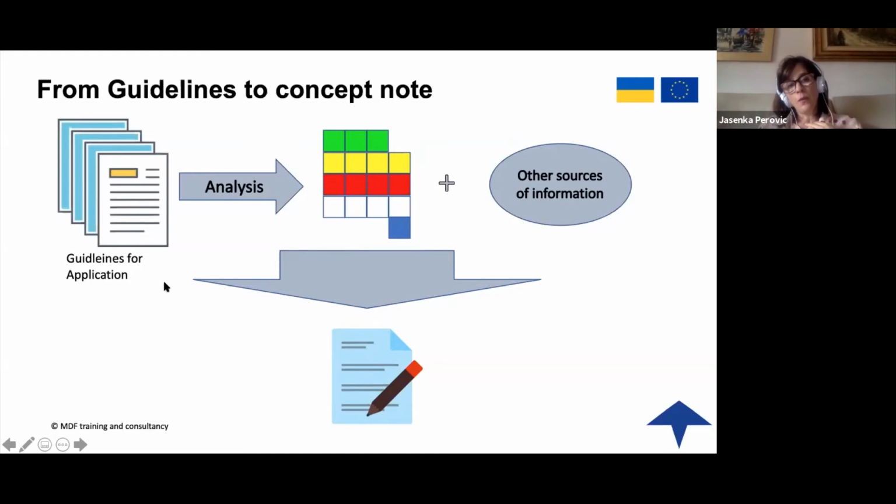Again, my strong advice would be to really follow these steps I tried to share with you today, because it is in your best interest. Your concept note will be of better quality. You will be more convincing. You will show to the EU and the evaluators that you really know what you are doing. You know why you are doing it. You will be able to communicate it better.